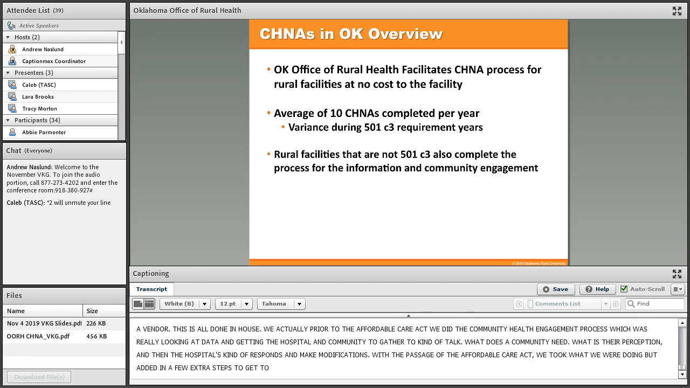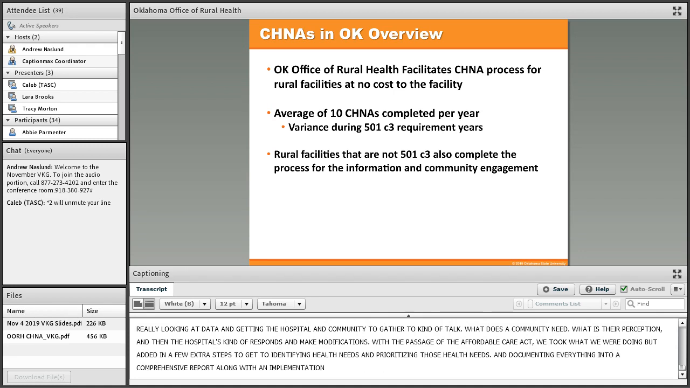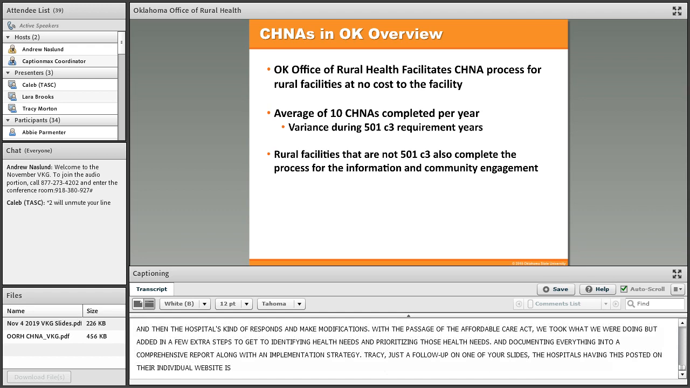So I just have about 4 slides, and it's really just to keep me on track so I don't ramble. But the Oklahoma Office of Rural Health, we facilitate the community health needs assessment for quite a few hospitals in our state. We do not charge the facilities, but we also do not pay a vendor. This is all done in-house.